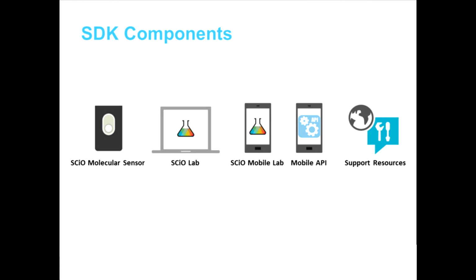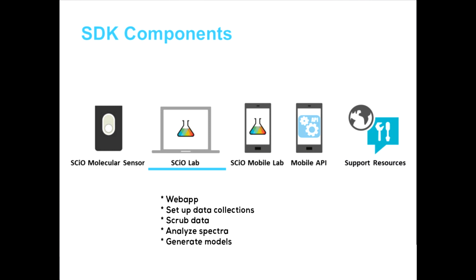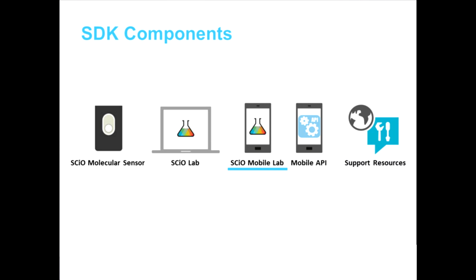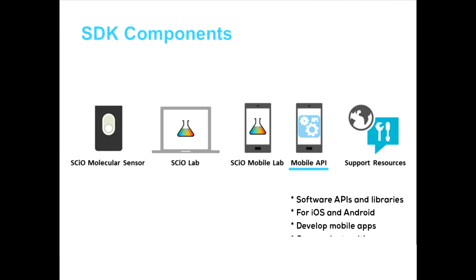So what's included in the SCiO SDK? First and foremost, obviously the SCiO molecular sensor. SCiO Lab, which is the web app where after signing in, you can set up the data collections, scrub the data, analyze the spectra, and eventually generate the molecular sensing models. SCiO Mobile Lab is the mobile app with which you scan your samples and where you can also do some data scrubbing. The mobile APIs are the APIs and libraries for iOS and Android, which enable you to develop mobile apps that communicate with the SCiO molecular sensor and with the database of models.